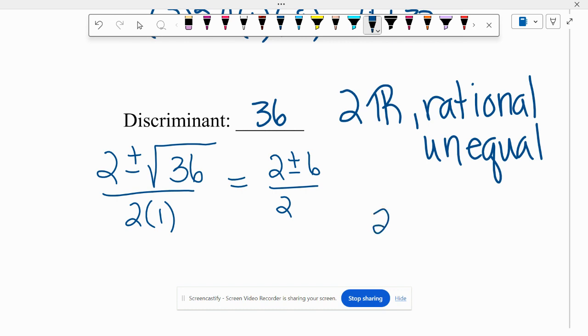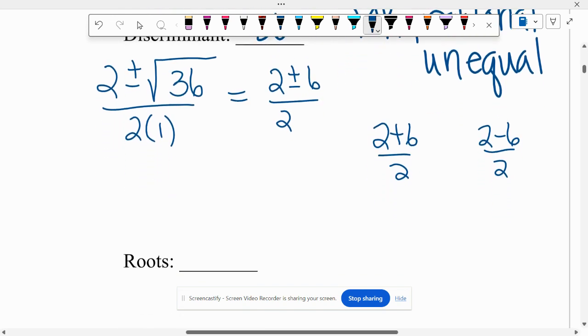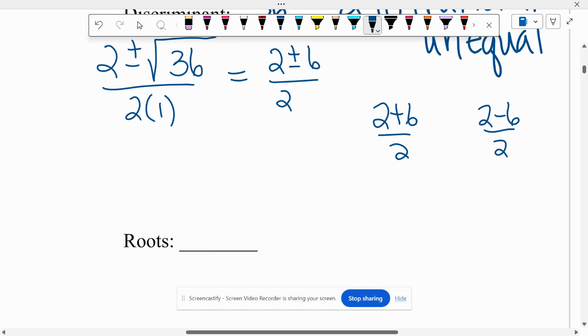So that means I either have 2 plus 6 divided by 2 as my answer, or 2 minus 6 divided by 2. So 2 plus 6 divided by 2 is 4. And 2 minus 6 is negative 4. Divided by 2 is negative 2.